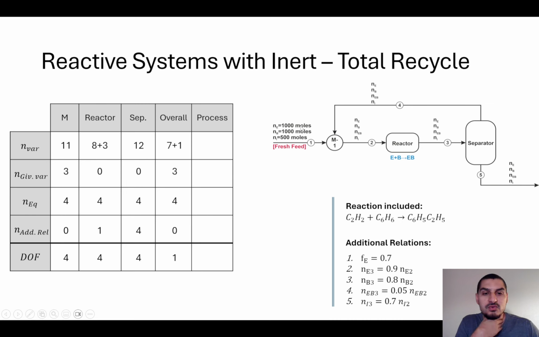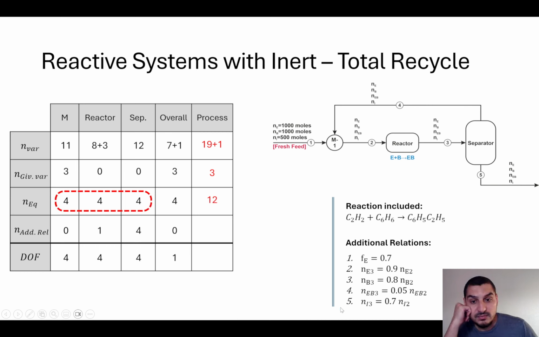For the process we have 1, 2, 3, 4, 5, 6, 7, 8, 9, 10, 11, 12, 13, 14, 15, 16, 17, 18, 19 plus 1, so this is 20. The number of given variables is 3. The number of equations is 4 times 3, which is 12. And the number of additional relations is 5. If you count this, it's 20 minus 20, it's 0.